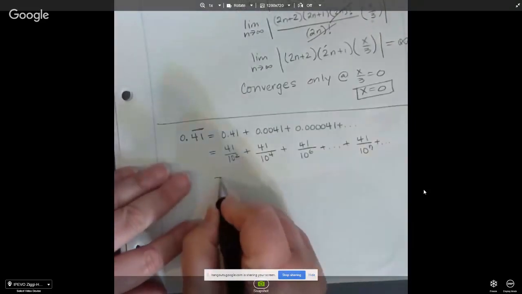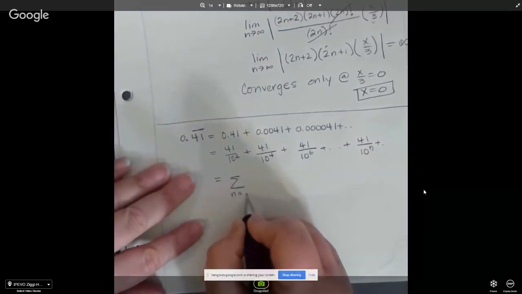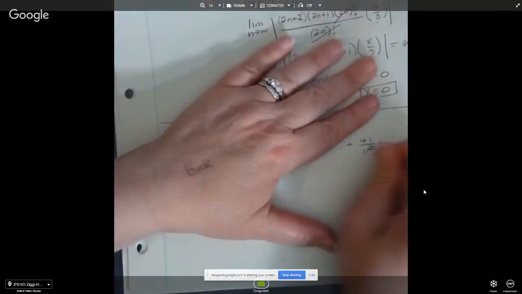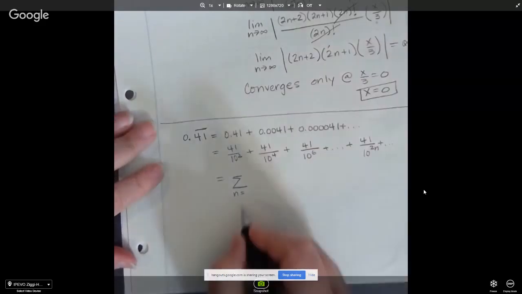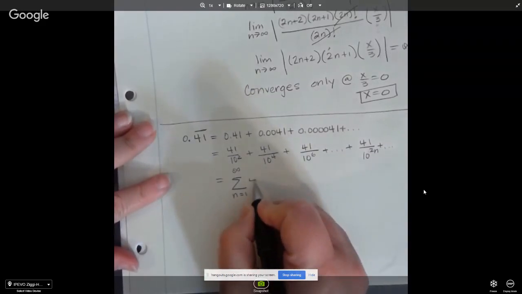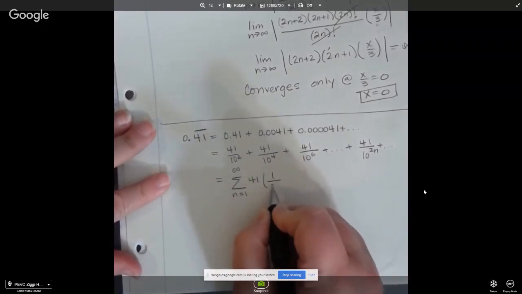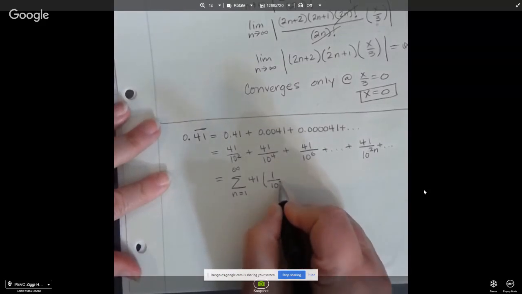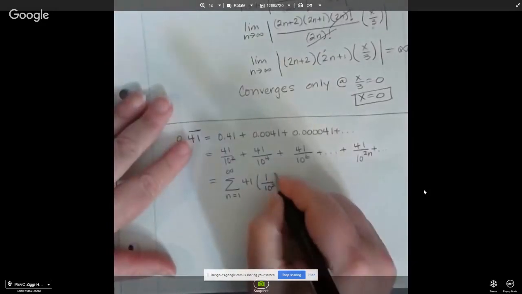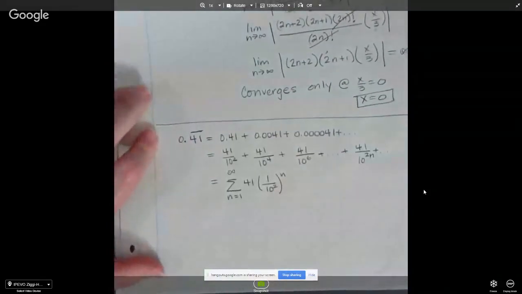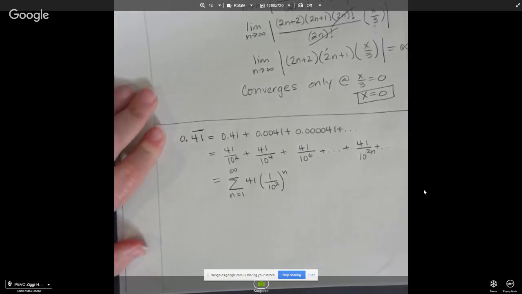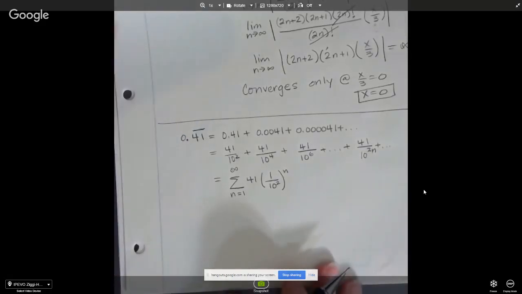And then you could say that this is actually a sum from n equals 1 to infinity of 41 times 1 over 10 squared to the n. Could you do that? How does that go to 41 over 99? I'm about to show you.